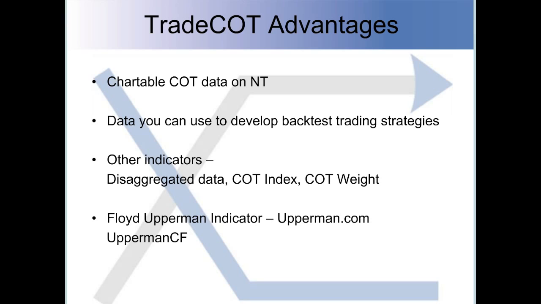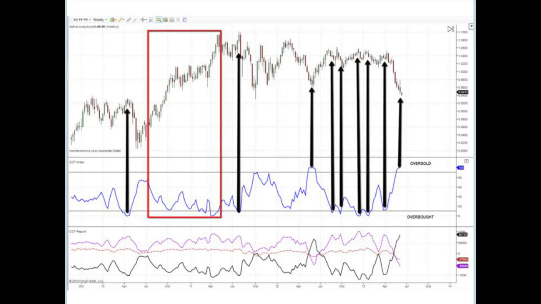The other indicators that are offered include the disaggregated data, again disaggregated into further smaller groups such as the swaps and whatnot. Also the COT index and the COT weighted index are important. It's just a slightly different calculation, showing basically the net long versus short in the commercial data. There's also another indicator we always like to mention, from our friend Floyd Upperman. He has his own indicator that is offered through the TradeCOT website as well.